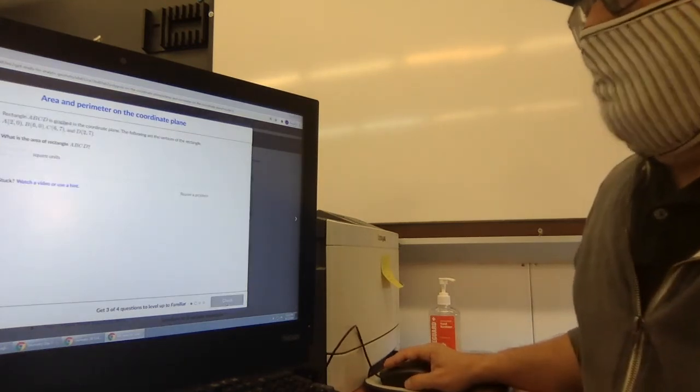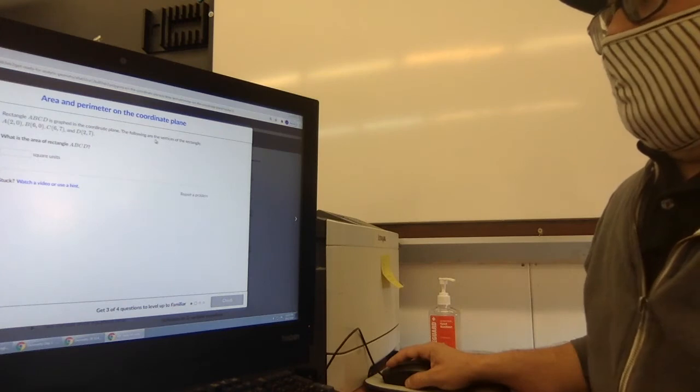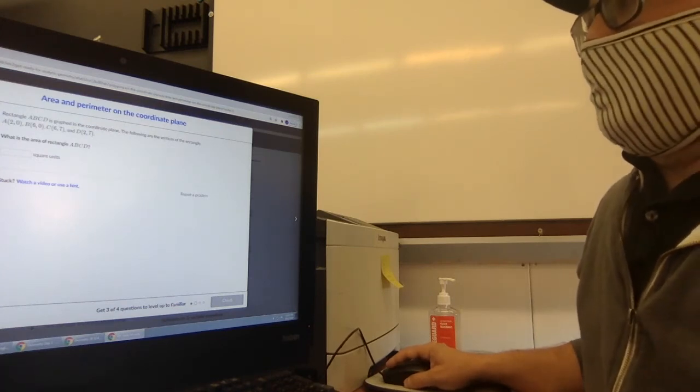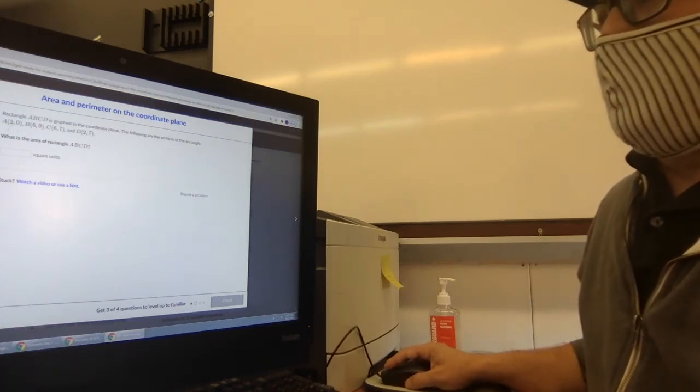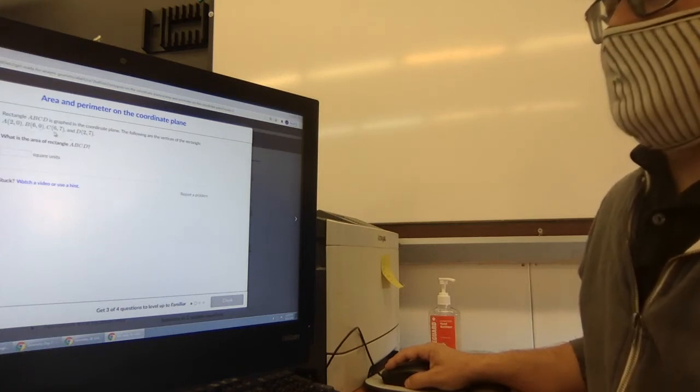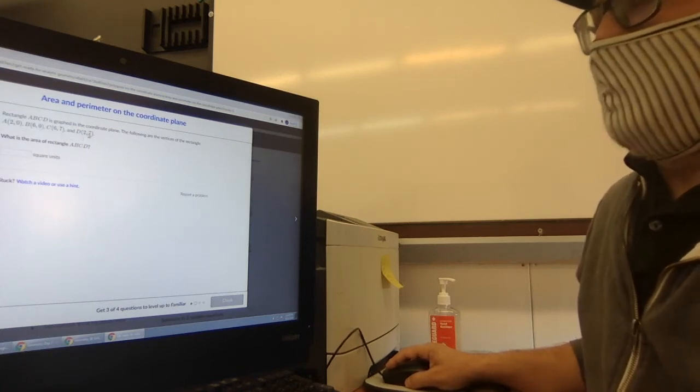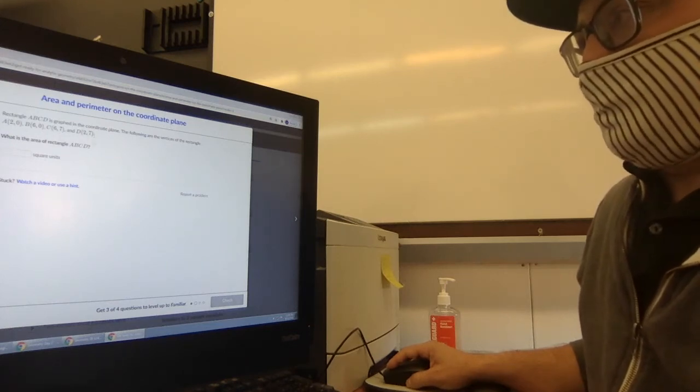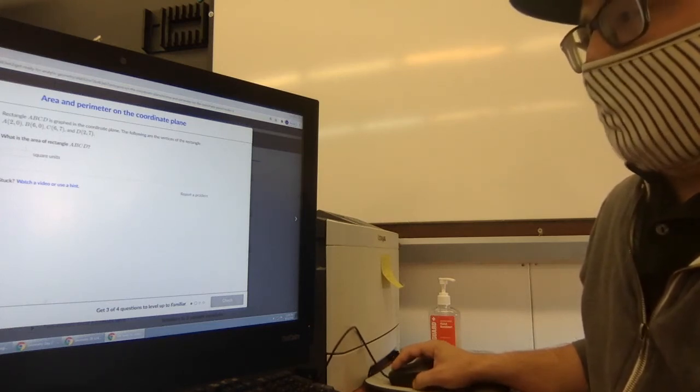A rectangle ABCD is graphed on the coordinate plane. The vertices of the rectangle are 2, 0, 6, 0, 6, 7, and 2, 7. What is the area of the rectangle?